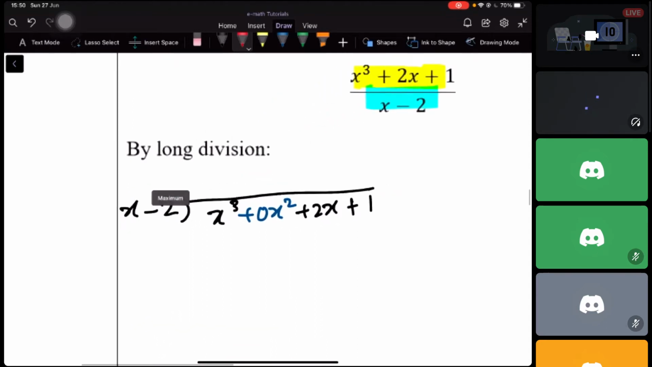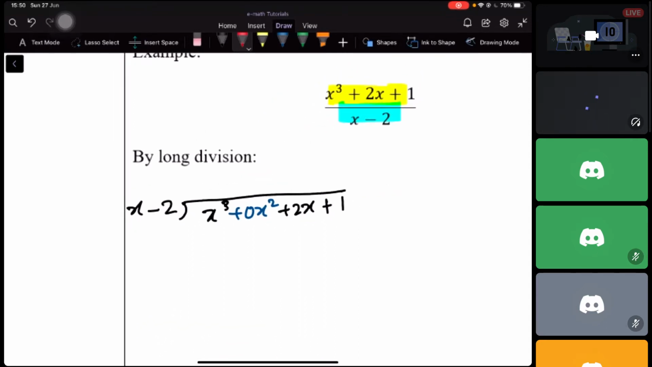So now, if you have a look at this polynomial, and in fact any polynomial.